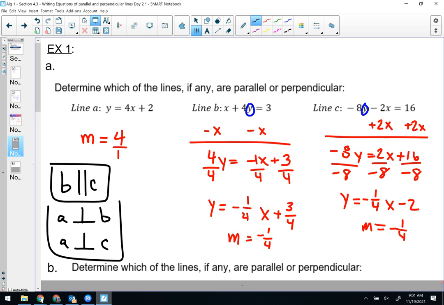So I can make 3 conclusions from this. B and C are parallel to one another because they have the same slope. And A and B are perpendicular because they have opposite reciprocal slopes. And because B is parallel to C as well, A is perpendicular to C. Let's take a look at our next one.